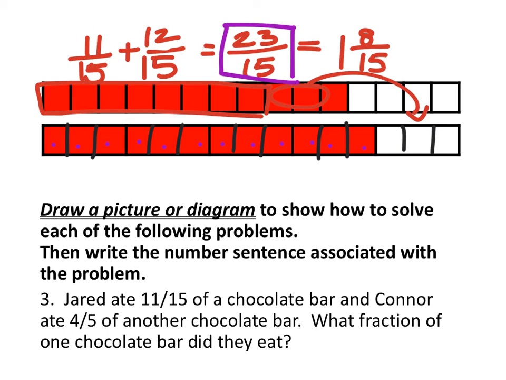It's just easier to work with, mathematically speaking. So what fraction of one chocolate bar did they eat? They ate 23/15ths of one chocolate bar, or you could say that they ate one full chocolate bar and then 8/15ths of another.